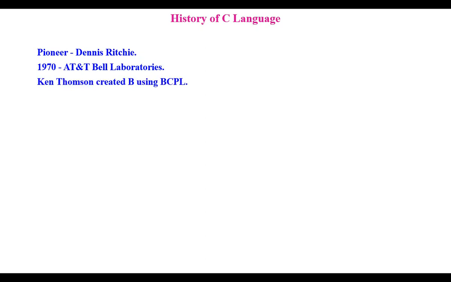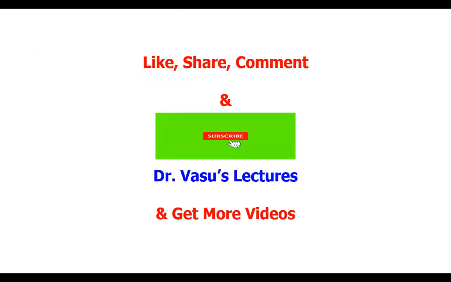Ken Thompson created B using BCPL. Actually, earlier, there used to be a language called B language, and he wanted to improve a lot on this B language. That is the main idea. And another thing is he wanted to, we'll see.